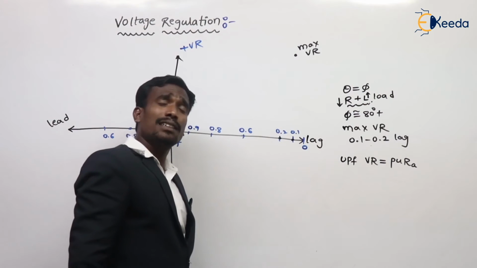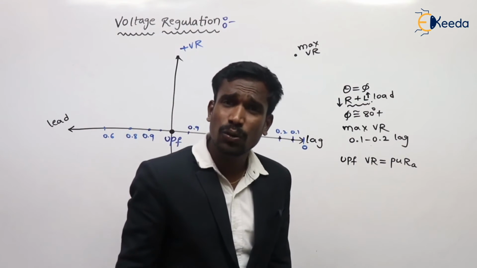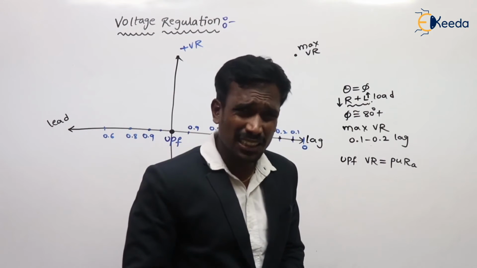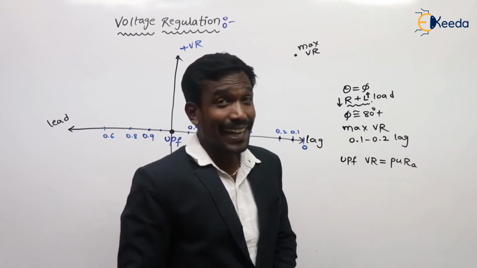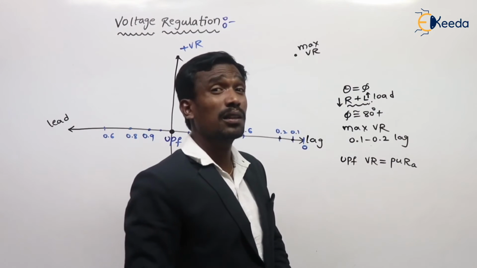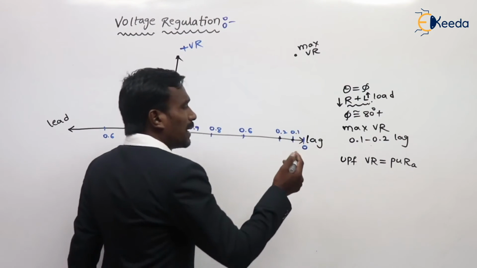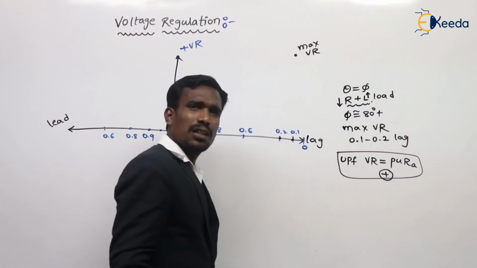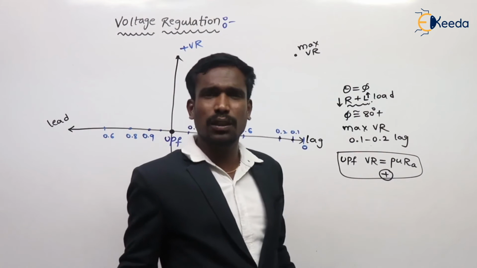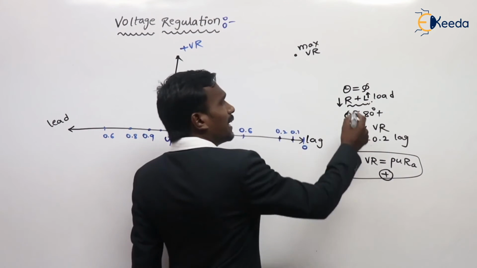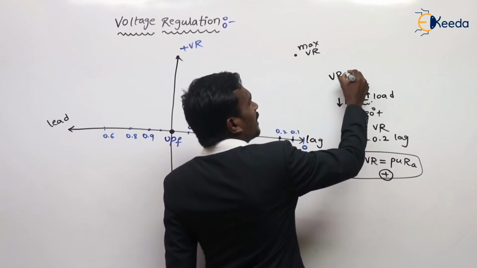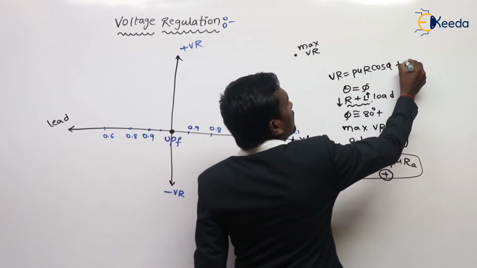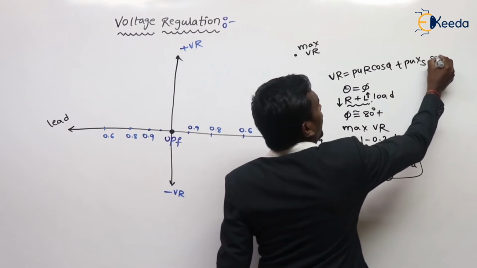Tell me, is per unit R positive or negative or zero? Zero is impossible. Zero resistance, is it possible? No. Negative resistance, is it possible? No. So the per unit resistance must and should be positive only. Negative and zero are not possible. But in lagging load, voltage regulation is per unit R cos phi plus per unit X sin phi.